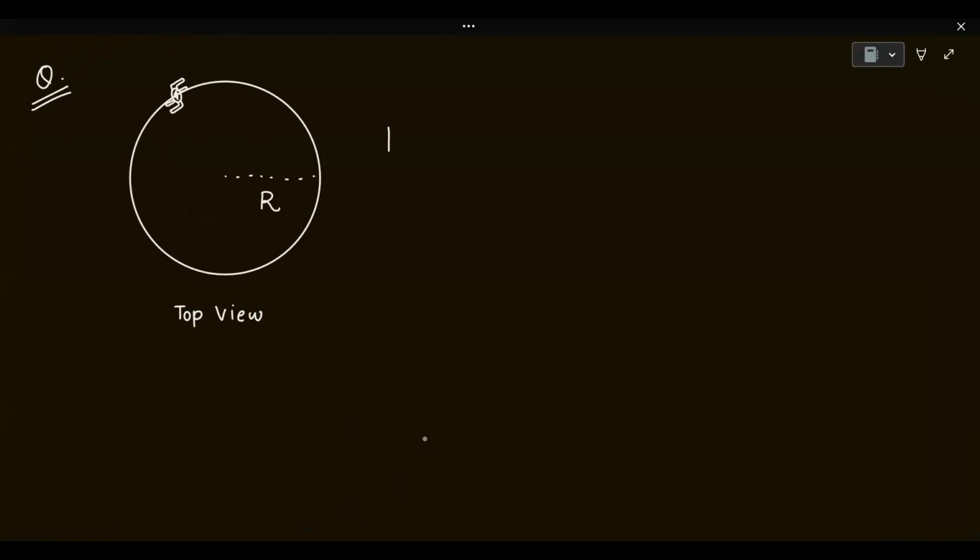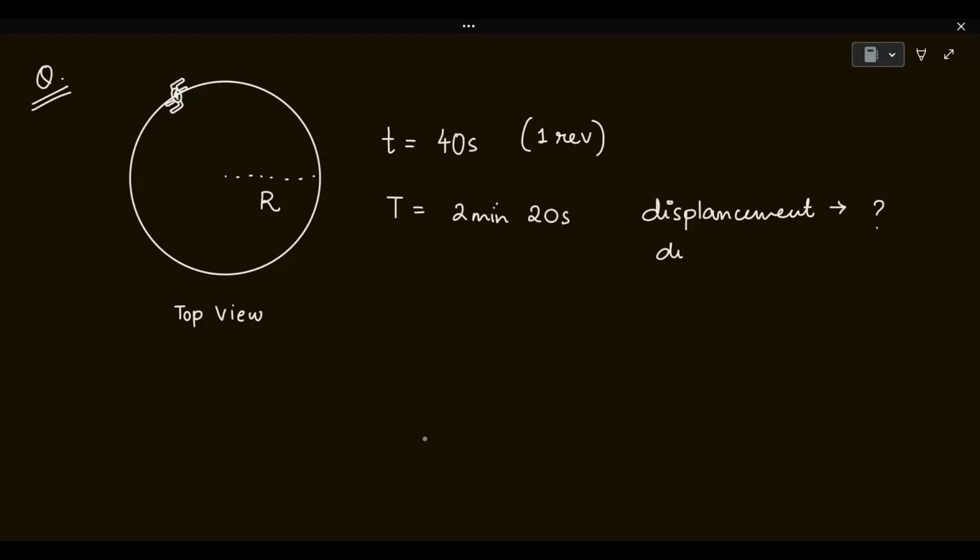Let's say the time that it takes to complete one revolution is 40 seconds. So the question is like this: at the end of t equals 1 minute and 2 minutes and 20 seconds, tell me what is the displacement of the man, and also tell me how much is the distance that the guy traveled. Go ahead, tell me.